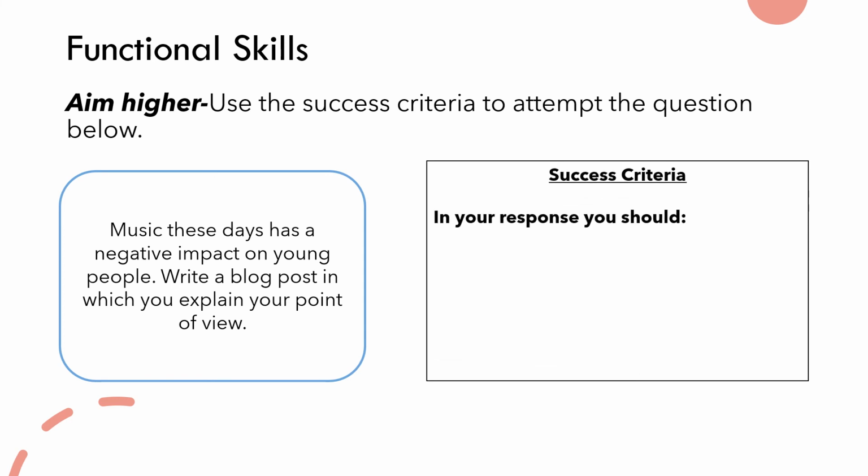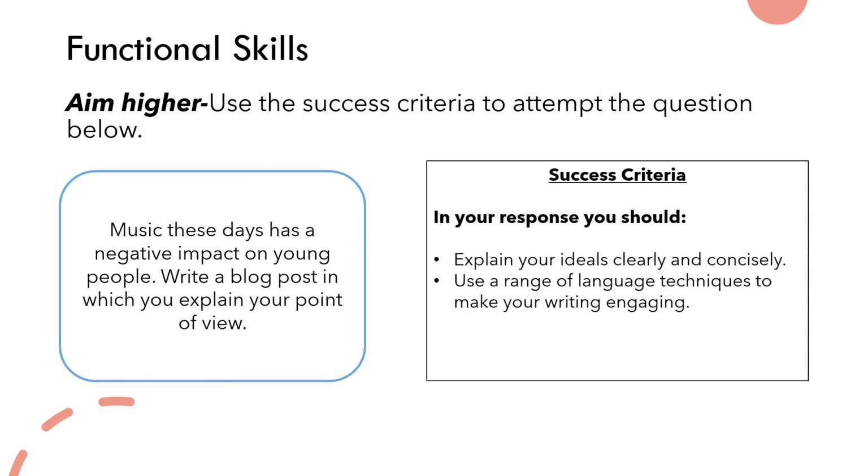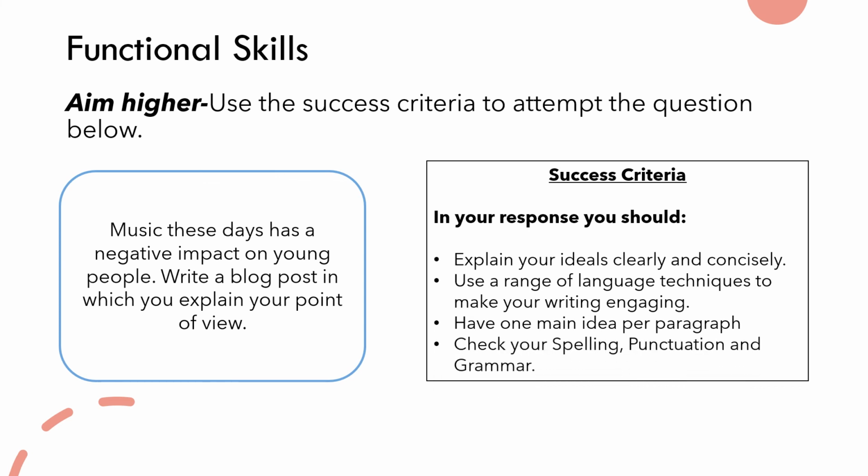So in your response you should explain your ideas clearly and concisely. Use a range of language techniques to make your writing engaging. Have one main idea per paragraph, and one of the most important ones, check your spelling, punctuation and grammar. As we've seen earlier on in the video, there are a lot of different things that impact our success within English, so you need to be able to bring all of those skills together in order to make your writing as successful as possible.